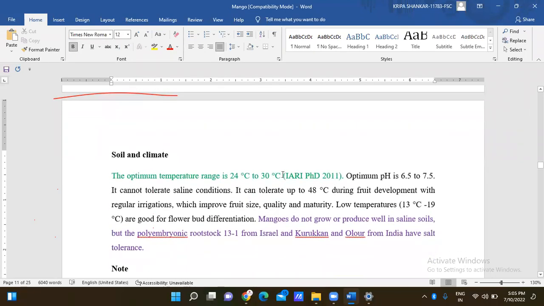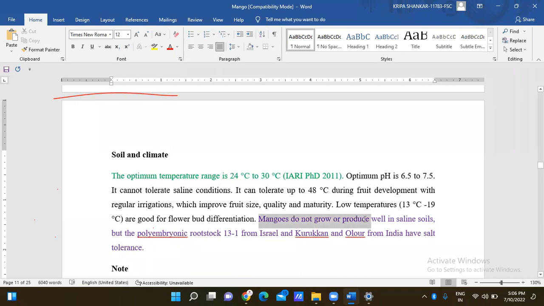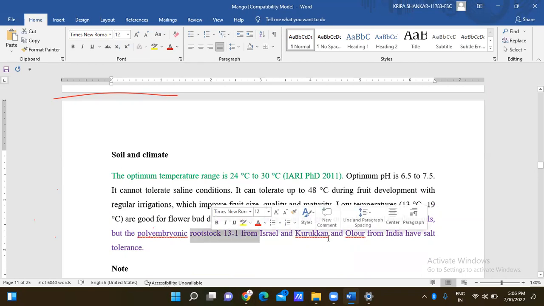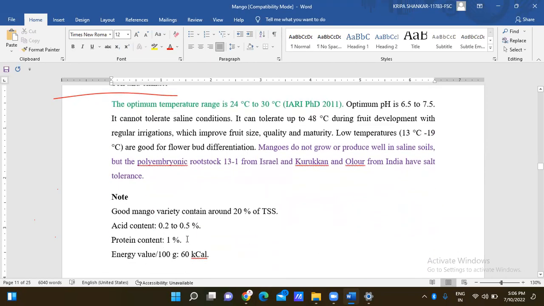Soil and climate, similarly, you should remember the temperature which they already asked, like 24 to 33 degrees. Somewhere you will get 24 to 27 degrees Celsius. Optimum pH. Then 2-3 points are very important. Mango does not grow well in saline soil. So there are 2 rootstocks: one is 13-1 from Israel, second is Kurukkan, and Olour is from India, which are salt tolerant. Okay, 2-3 points are also there.